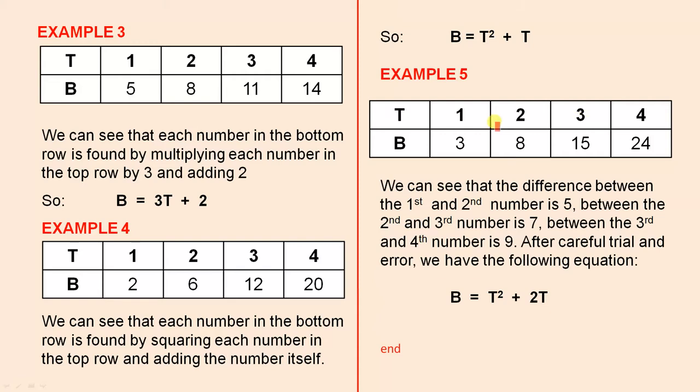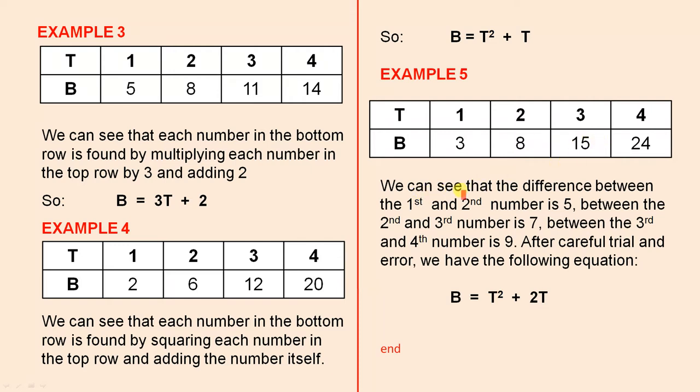And example 5, T is 1, 2, 3, 4, B is 3, 8, 15 and 24. Now we can see the same thing is happening here. The numbers are going up by different amounts, so always look for some type of squaring. Now at other times you can see a pattern happening.